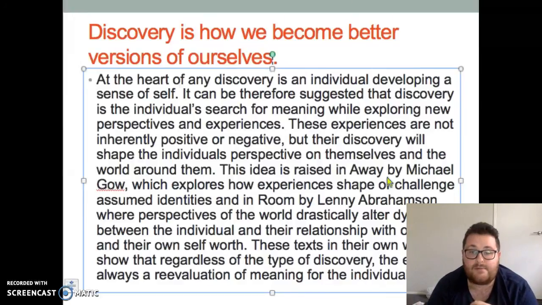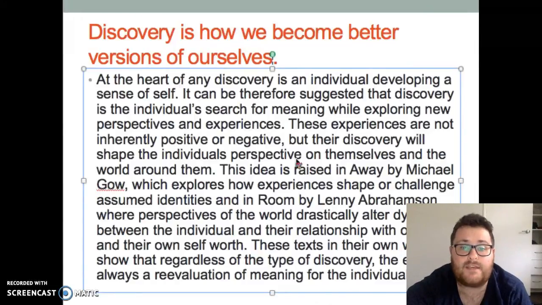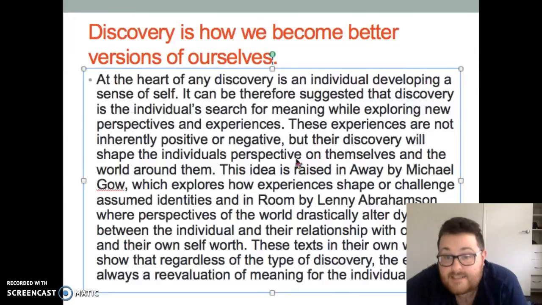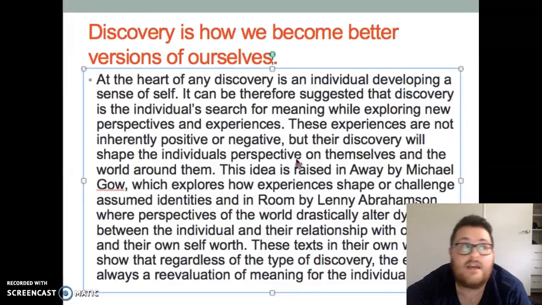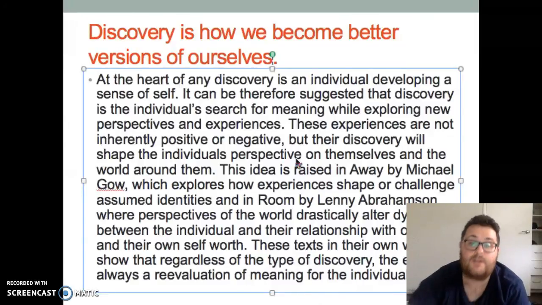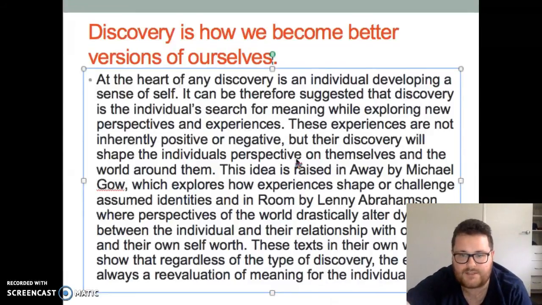And in Room by Lenny Abrahamson, where perspectives of the world drastically alter dynamics between individuals and their relationships with others and their own self-worth. I'm not going to go too much into it because if you haven't seen Room, that won't make any sense to you, but whichever text you choose, that's how you do the same sort of thing. You summarize the key points you're going to do and how it relates to the concept of discovery or any concept, transitions, whatever. These texts in their own way show that regardless of the type of discovery, the effect is always a reevaluation of meaning for the individual. I've summed it up and I've brought it back to the thesis, which is connected to the question.